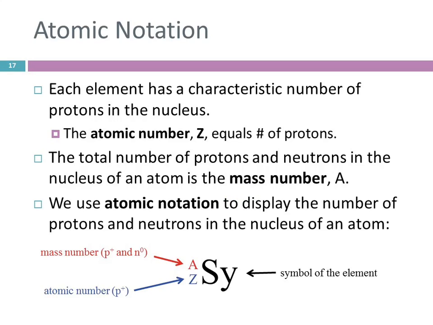The mass number. Okay, the two particles that have mass are the protons and the neutrons. The electrons are too tiny to even consider. So the mass number is the number of particles that have mass, the number of protons plus neutrons. And so this is an example of the atomic notation that we use to indicate how many protons and neutrons. SY stands for the chemical symbol for the element, which could be one or two letters. Off to the left, there's a superscript and a subscript. A goes on the top, that's the mass number, the protons and neutrons. And the atomic number, the number of protons, goes on the bottom.